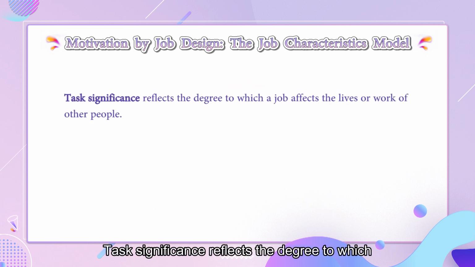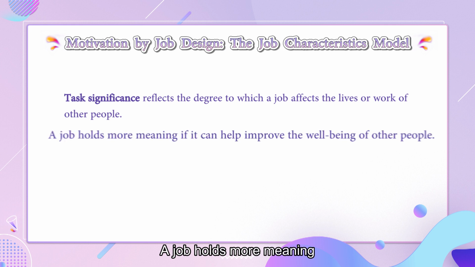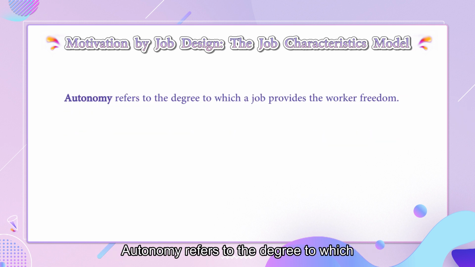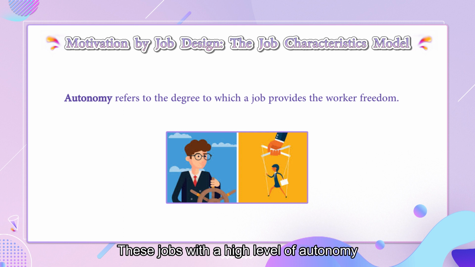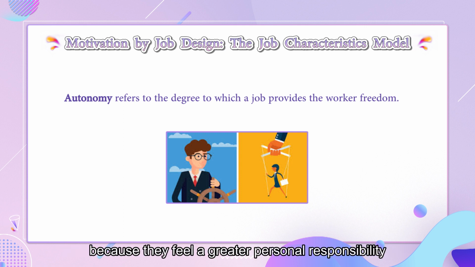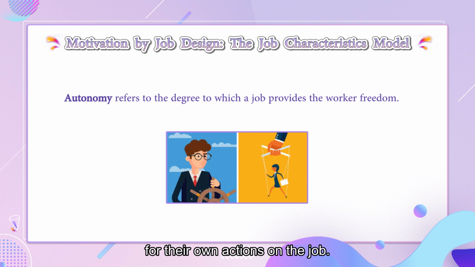Task significance reflects the degree to which a job affects the lives or work of other people. A job holds more meaning if it can help improve the well-being of other people. Autonomy refers to the degree to which a job provides the worker freedom. Jobs with a high level of autonomy tend to become more meaningful to those performing them because they feel a greater personal responsibility for their own actions on the job.